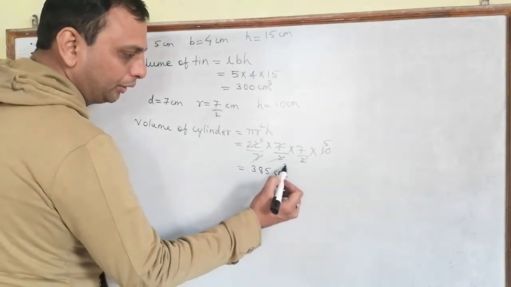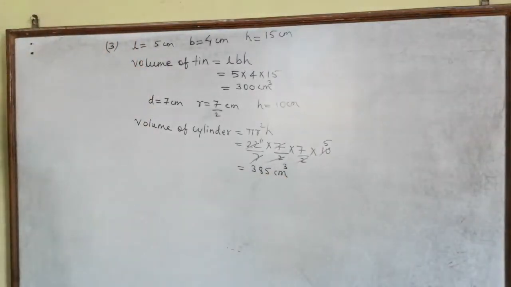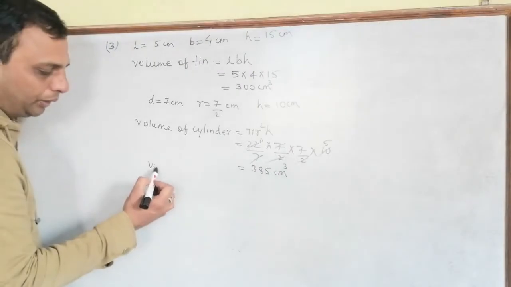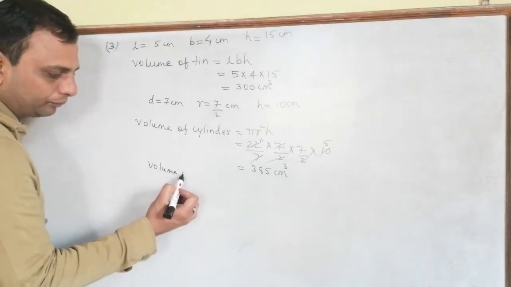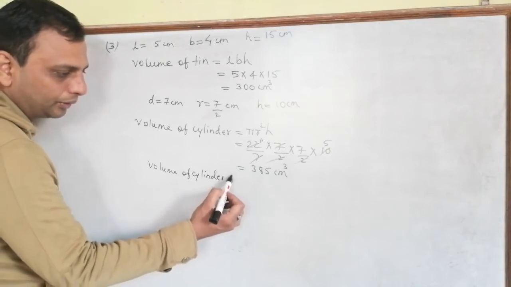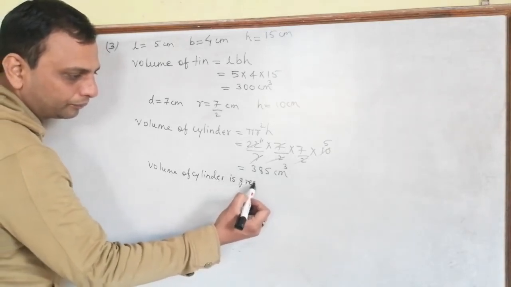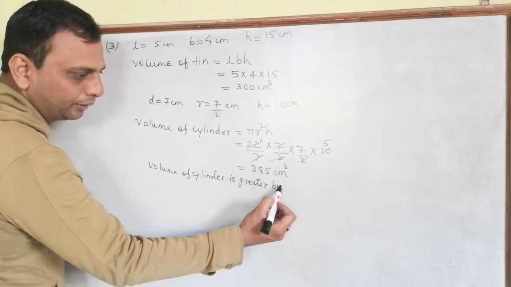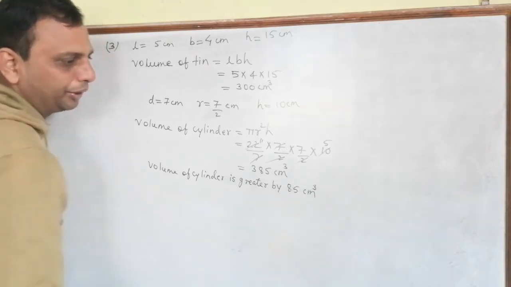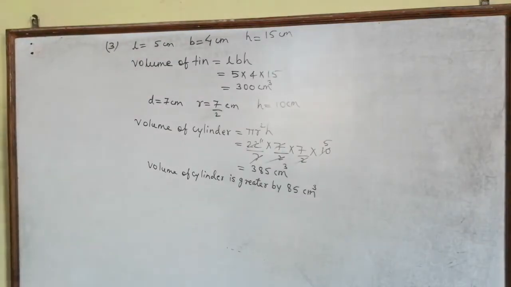Now you can see whose volume is greater, the cylinder or the cuboid. You can write that the volume of the cylinder is greater by 85 centimeter cube. That is the answer for the problem. Now question number 4.